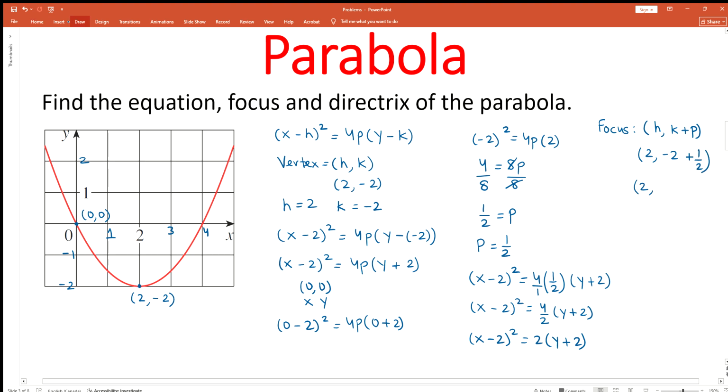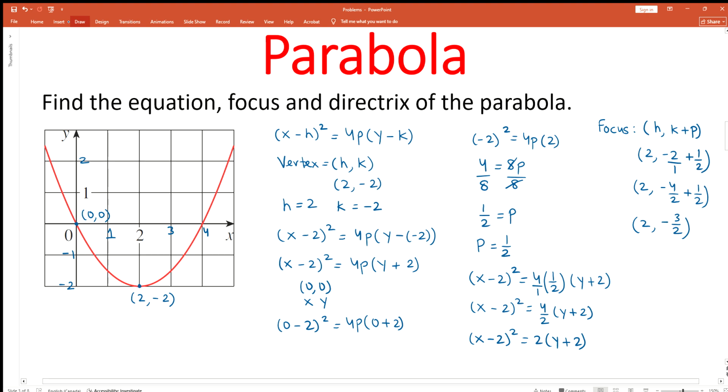We can add negative 2 and 1 over 2 by finding a common denominator. The denominator of negative 2 is 1. The common denominator is 2. I get negative 4 over 2 plus 1 over 2, which is equal to negative 3 over 2. This is the focus of this parabola.